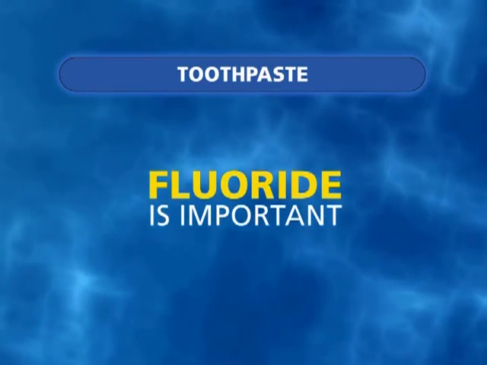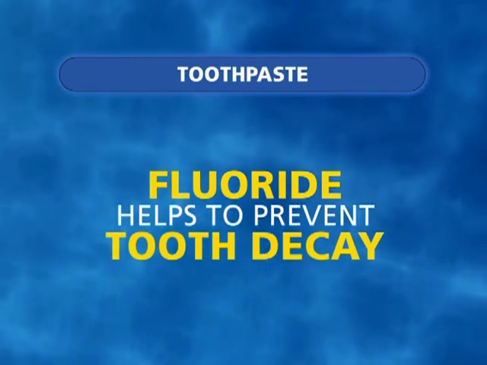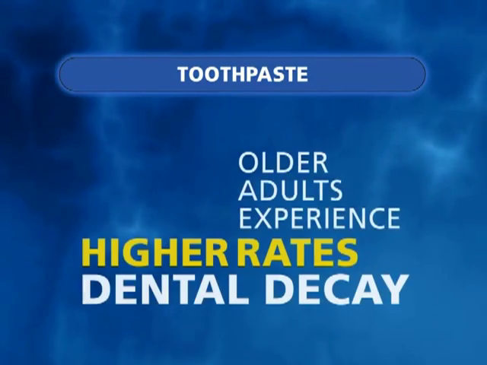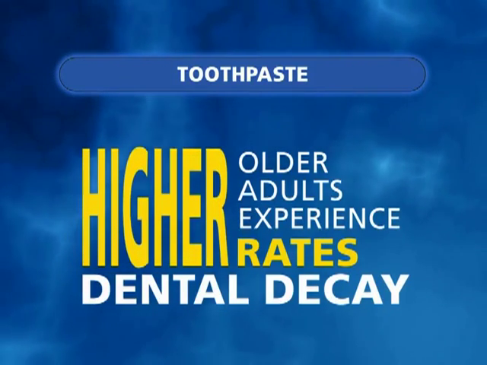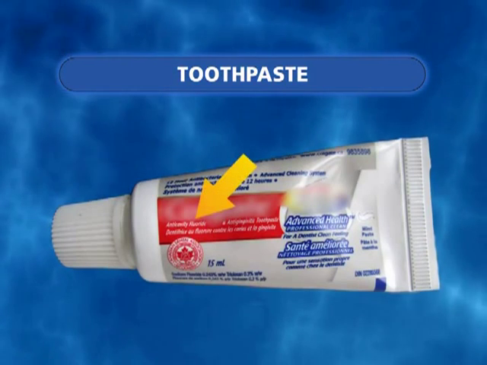Therapeutic ingredients like fluoride are important. Fluoride helps to prevent tooth decay. Because older adults experience higher rates of dental decay, it is important that residents' toothpaste contains some type of fluoride.